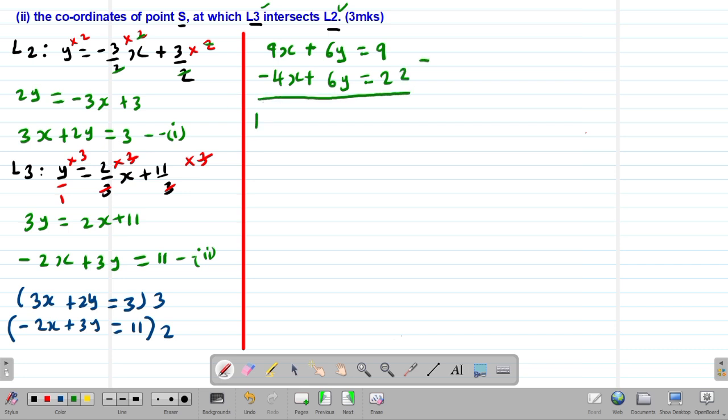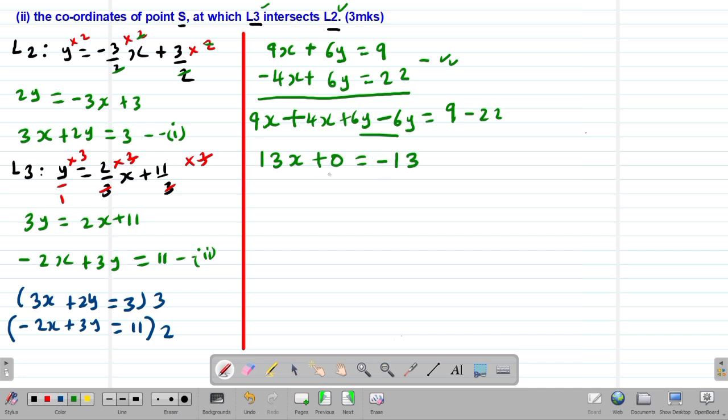So I'll end up with 9x minus negative 4x, then positive 6y minus positive 6y being equal to 9 minus 22. So minus minus will give me plus. So this will be 9 plus 4, I'll get positive 13x. Then these two will give me 0, being equal to 9 minus 22, I'll get negative 13.